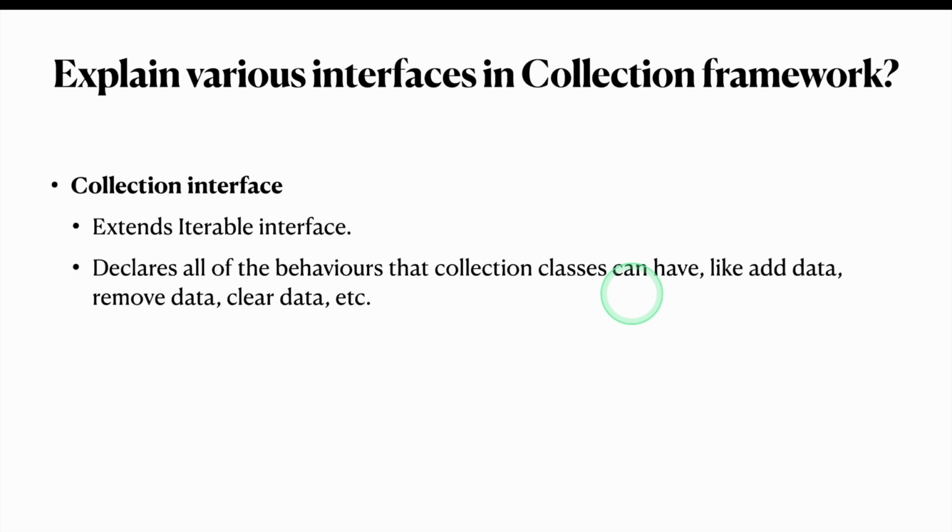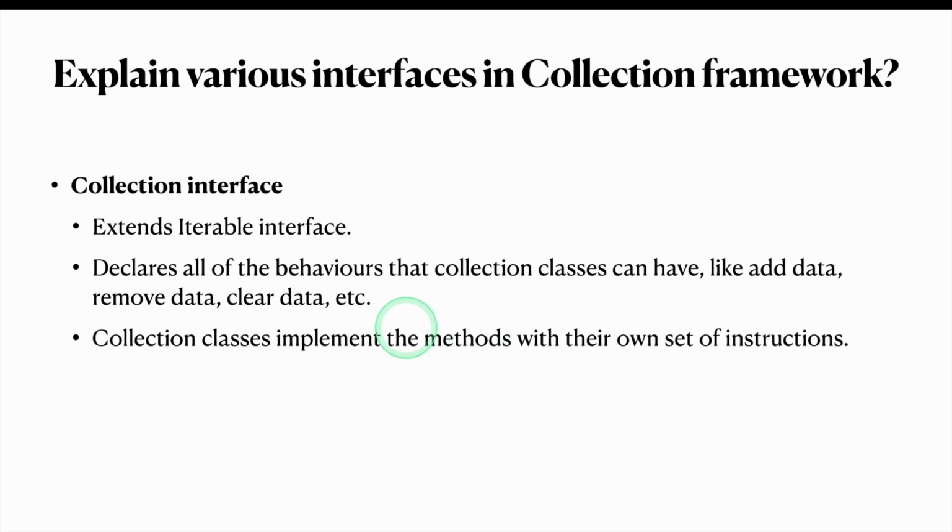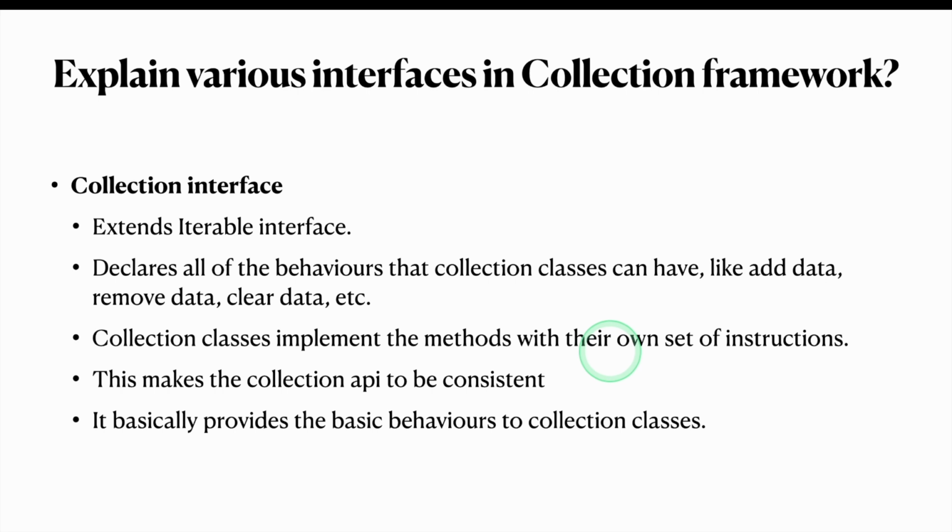Second comes the Collection interface, which extends the Iterable interface, of course, and declares all of the behaviors that collection classes can have, which is add data, remove data, clear data, etc. Collection classes implement the methods with their own set of instructions. Of course, the insertion and deletion of each class or each data structure will be different, right? For ArrayList it is different, for LinkedList it is different. It is provided by the respective implementations of those classes. This makes the collection API consistent, right? And it basically provides the basic behaviors to collection classes.